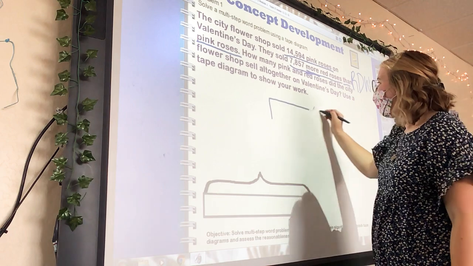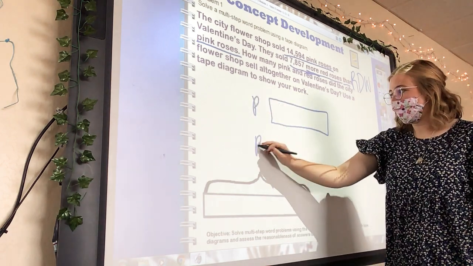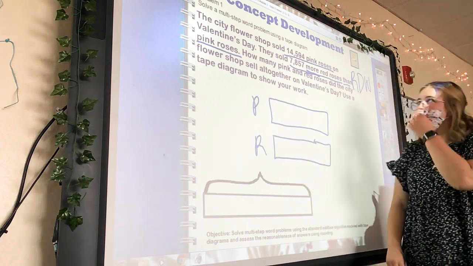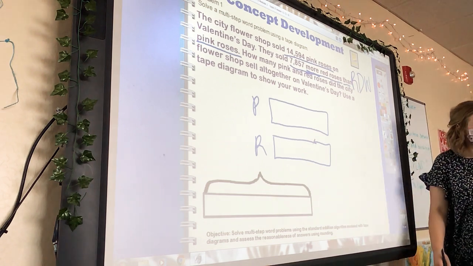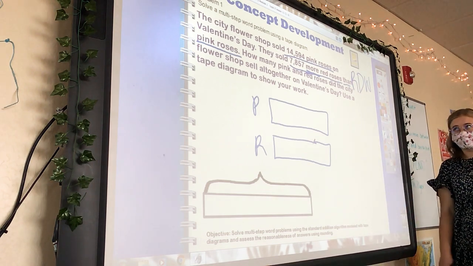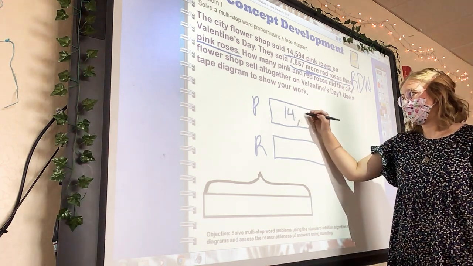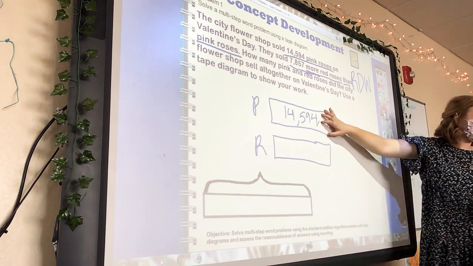So we're gonna put P right here and R right here, okay? So pink, when I snap my fingers, tell me how many pink roses were sold. Are you ready? Go. 14,594. Good. Okay. So that's the amount of pink roses that were sold.